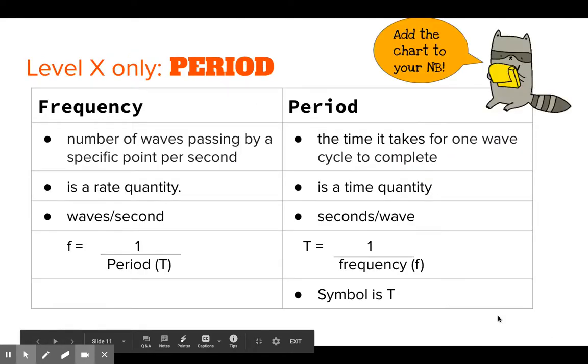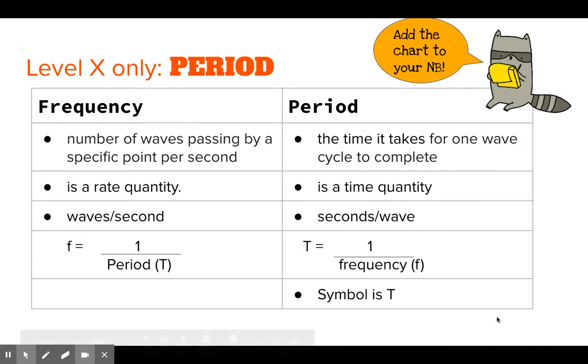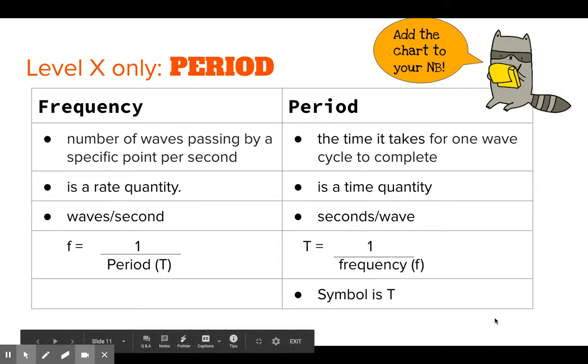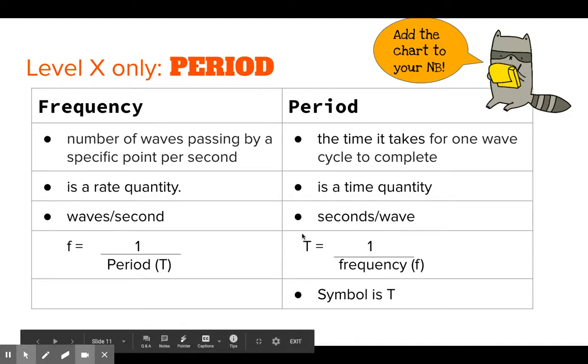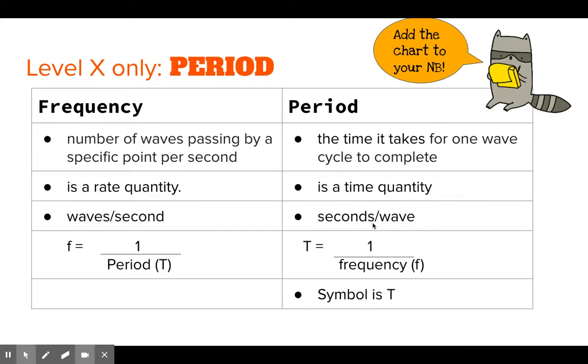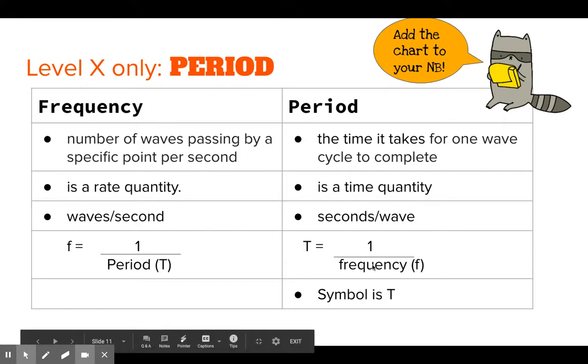Okay. And then for level X, you're also going to learn about period, which is the time it takes for one wave cycle to complete. And basically it's 1 over the frequency. And it's a time thing. It's a time unit, so its unit is seconds per wave. So the unit is just seconds, right? And the symbol is T.